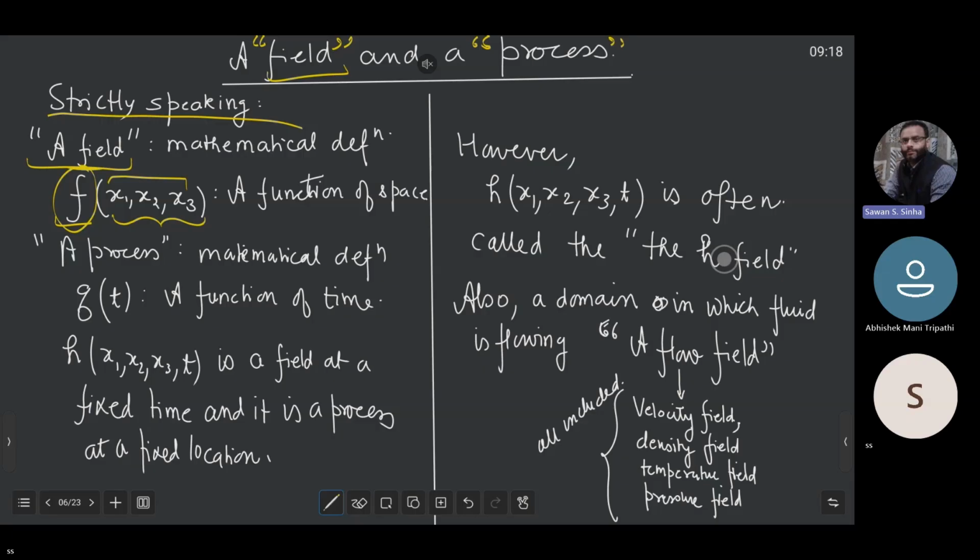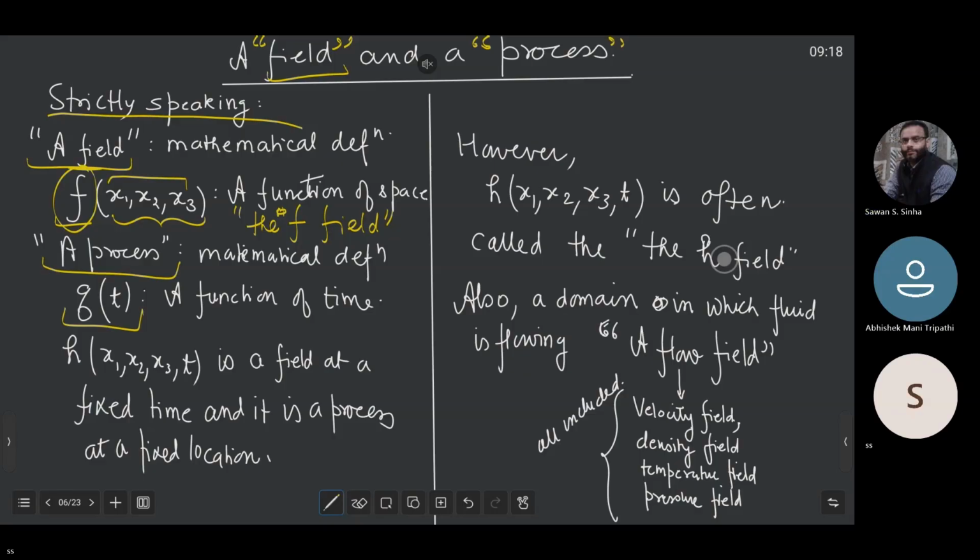We will say f is a field, or I would say the f field. This kind of language I will use. So when I say the f field, mathematically this is what it means: it depends on x. A process, the mathematical definition, is this: there is a function which depends on time. When it depends on a temporal variable, we call it a process.